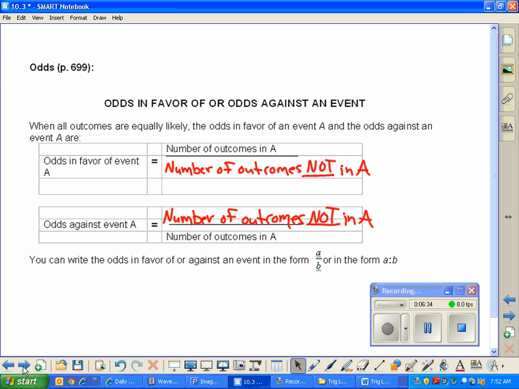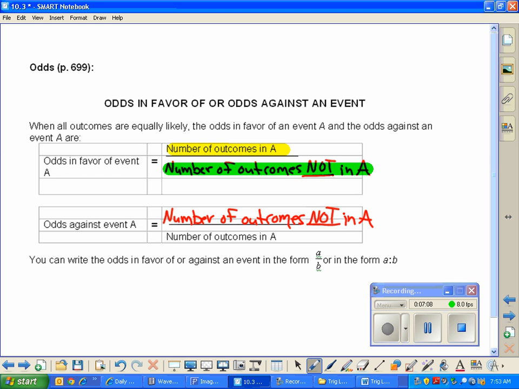The two things are linked, but they are not identical. Notice our two different formulas that we have here. You have the odds in favor of an event. The top number is going to be the same. It's your number of favorable outcomes still on the top. So if you want the odds in favor of event A happening, your favorable outcomes still go on the top. But look at the bottom. It's not out of the total anymore. It's out of the number of outcomes not in A. In other words, the leftovers.